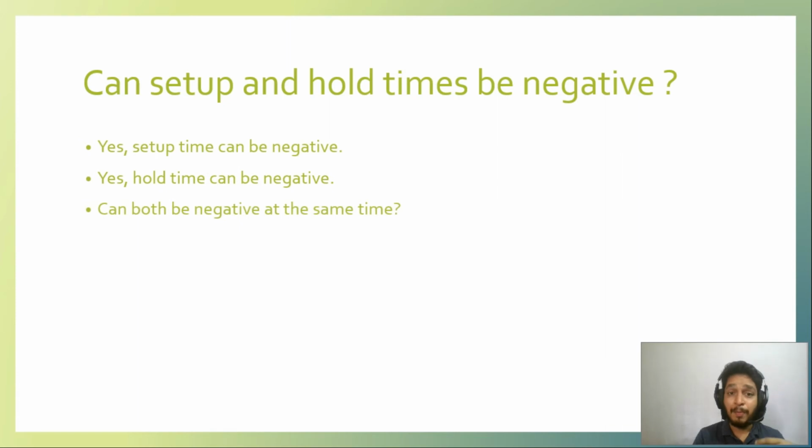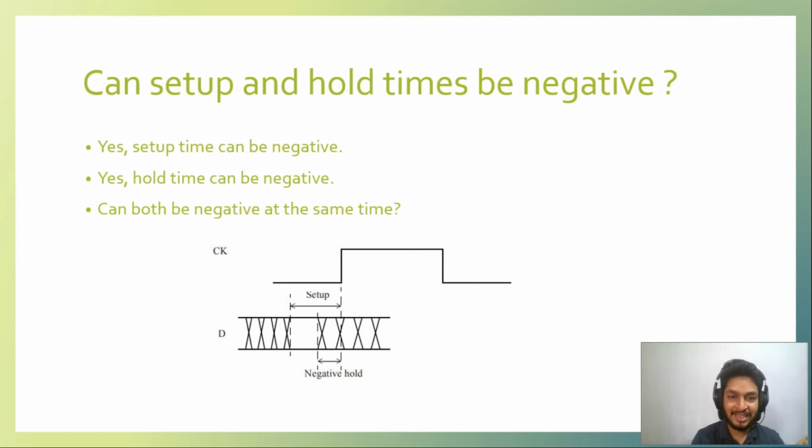But can both be negative at the same time? Can both setup time and hold time be negative at the same time? No. The reason is that if the hold time is some negative value, the setup time has to be positive enough to make the sum of these positive. If you want to see why, look at this timing diagram, where hold time is made negative. Okay, we agree with that.